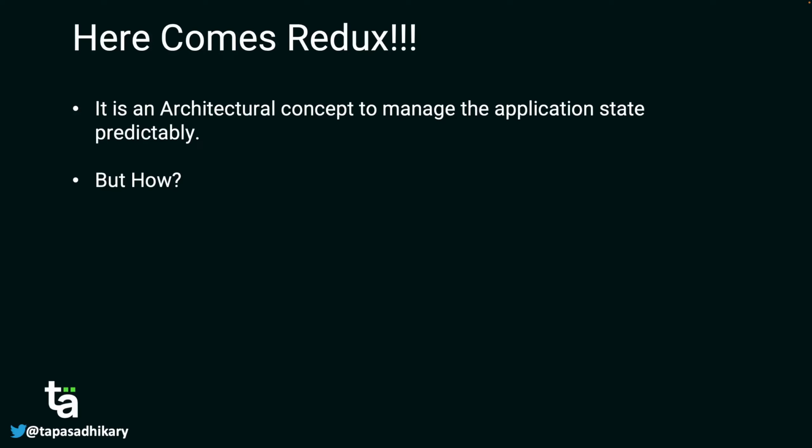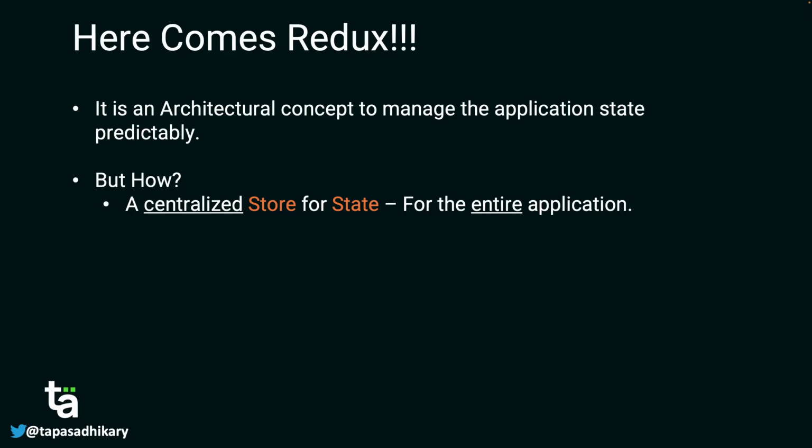Now I'm going to talk about a few hows, and there I am going to highlight a few words. Some words will be highlighted in orange color, some words will be underlined. The ones in orange you have to give special attention to, because those are the heart of Redux. We are going to talk about those terms again and again in this series, and in the next 10 to 15 minutes you are going to understand them in a much better way. So, how? A centralized store for state for the entire application. The terms store and state are something you need to keep in mind. We are going to explain them in a while.